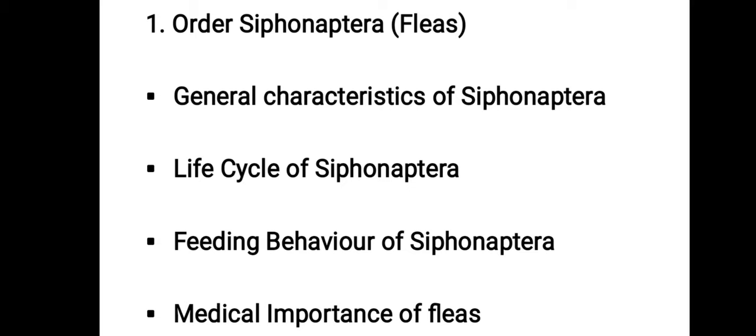Even though the adults are parasitic, the larva are normally not parasitic, but they feed on organic matter which they find in the nest or the dwelling place of the hosts. The larvae are also sometimes found on the body of host animals. They can be found in coats of dogs and cats that look dirty, and even on human beings that don't have clean habits.